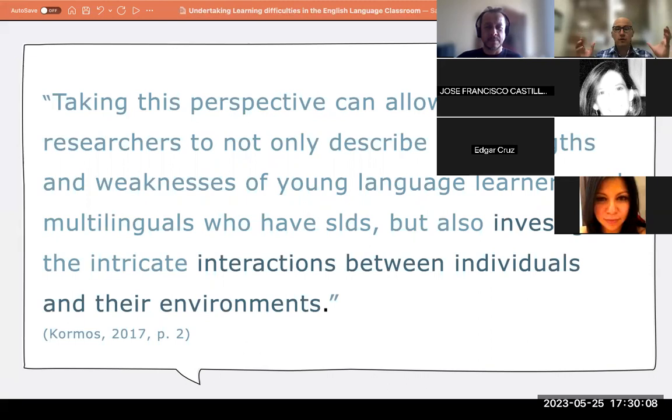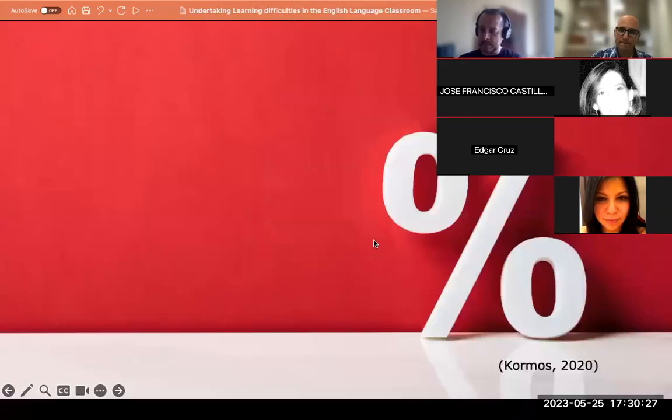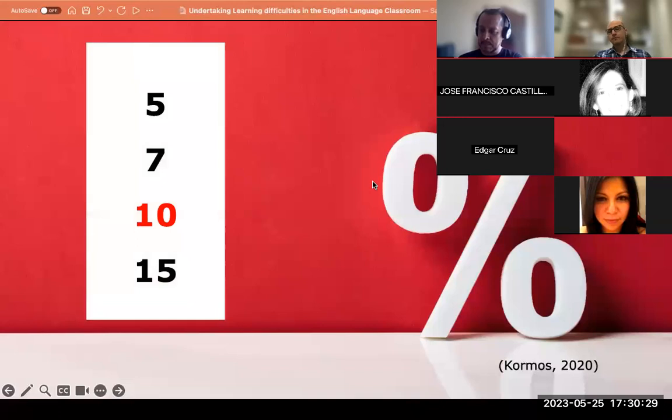It opens the door for this other major construct, the environment. Very important, because now it's not about you, it's about the environment as well, the school, the teacher, your social climate.